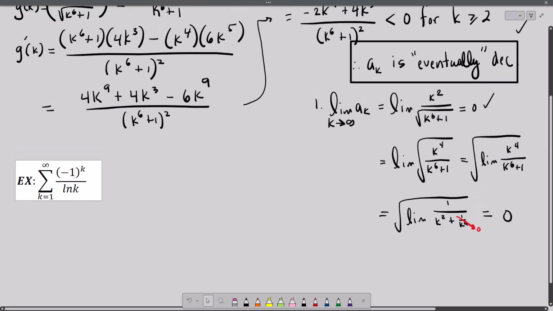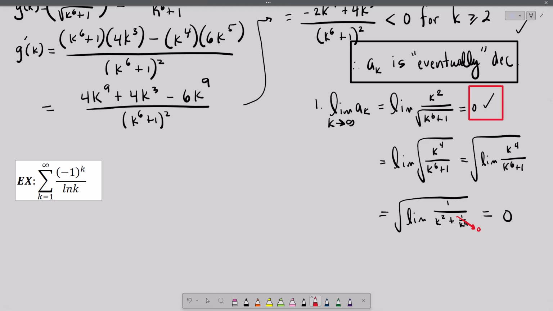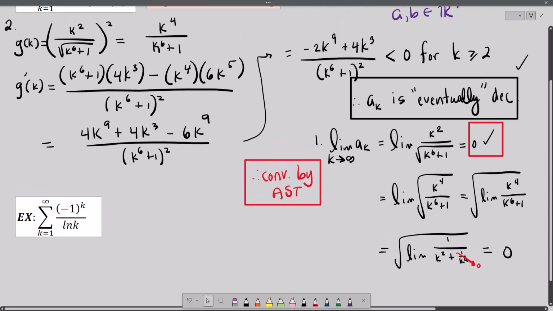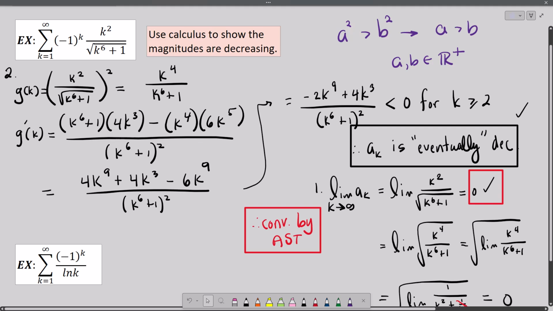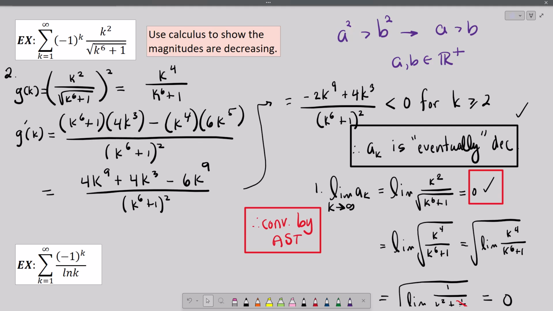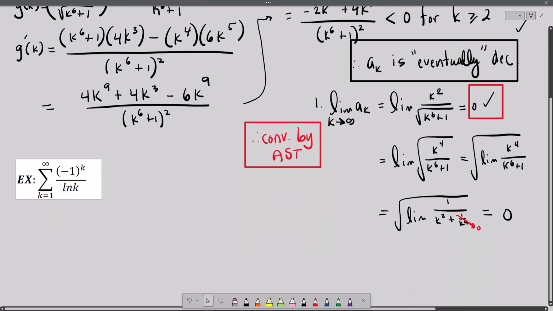So now that we've done both things, we've checked that it's decreasing and we've checked that the limit of a sub k is 0. Therefore, we have convergence by alternating series test. I'll just put that in there to make sure it's clear that's how we did it. So that tells us that the series as presented converges. So we now have an alternating series that converges. That's what we just showed. It was a lot more work than the normal alternating series test has been.